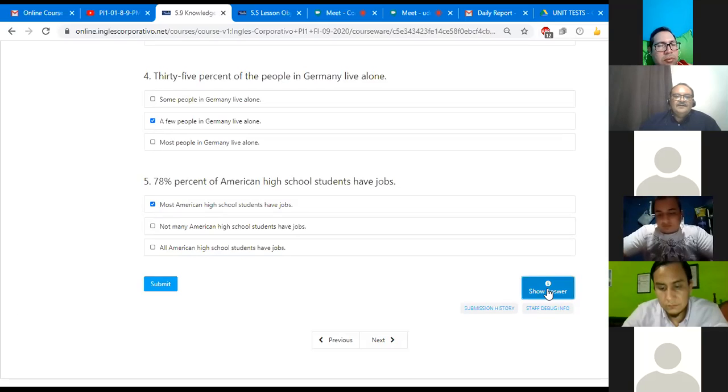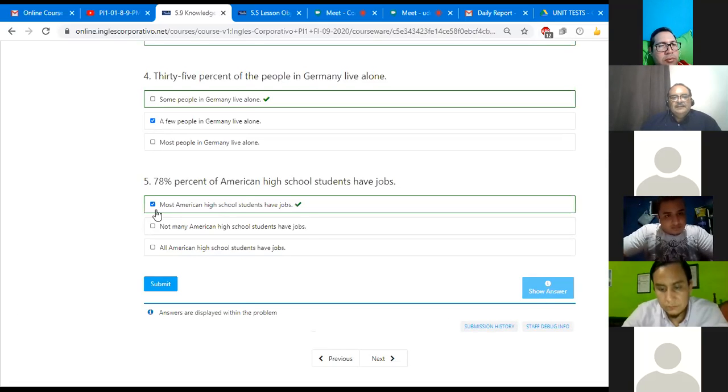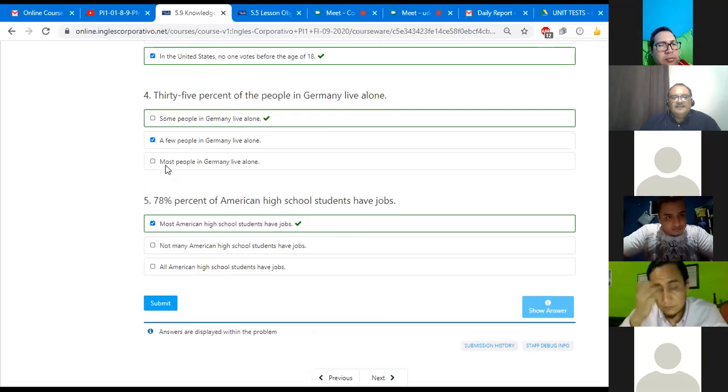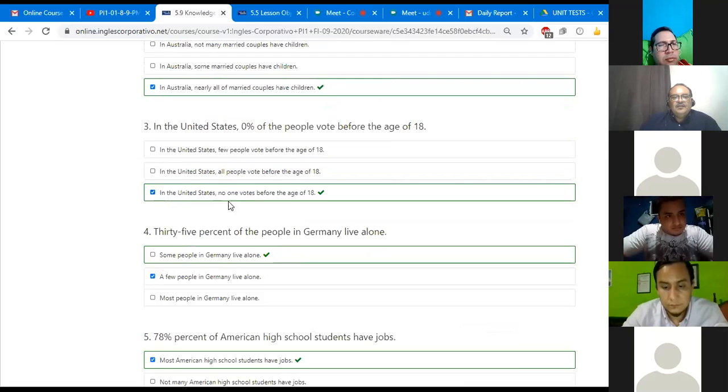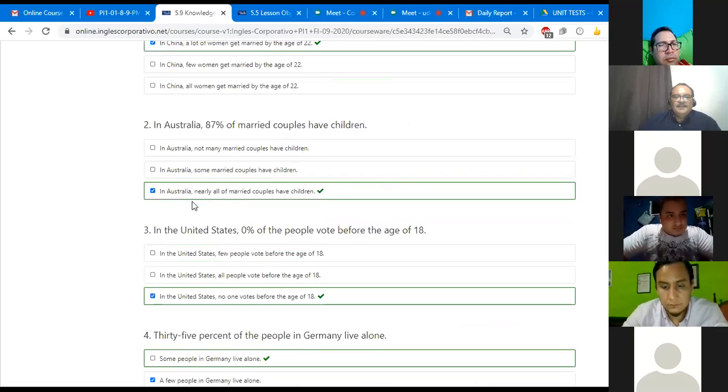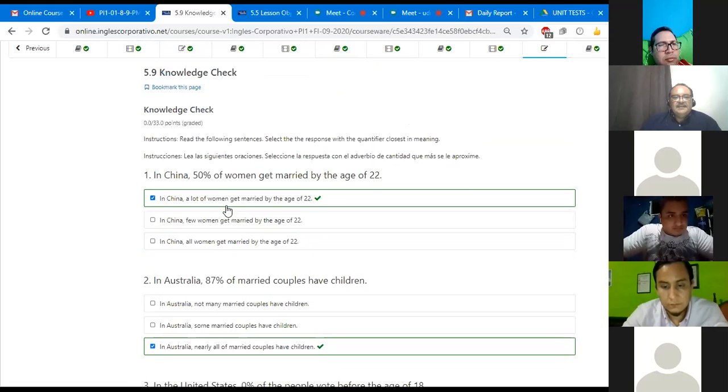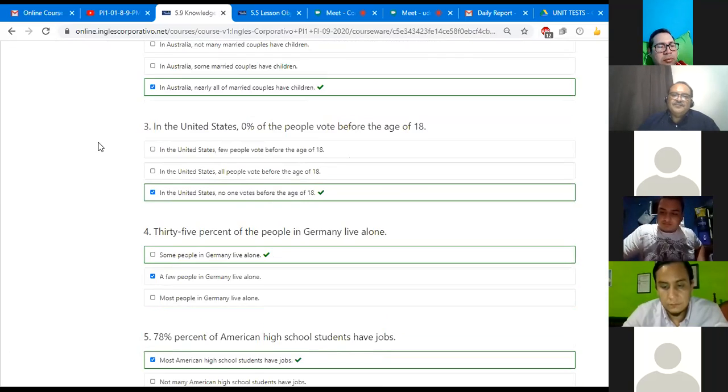Now let's see our answers. So this is most American, 78%. A few, 35. No one, 0%. You have nearly all, 87%. And here we have a lot of women, a lot of 50%. So that gives you the idea when and how you can use the quantifiers, because remember that this depends on the information that you have.